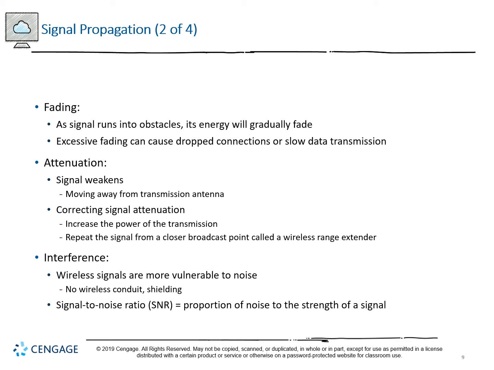Wireless signals are much more vulnerable to noise because you can't shield a wireless signal. There's also no conduit that can be put at perpendicular angles to another. You end up dealing with what's called the signal-to-noise ratio of wireless signals in a much more direct sense than you would with a wired one. The signal-to-noise ratio, or SNR, is the proportion of noise to the strength of a signal. And when we talk about noise, it's just static, if you will. It's non-usable data.